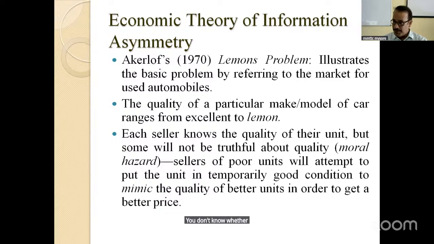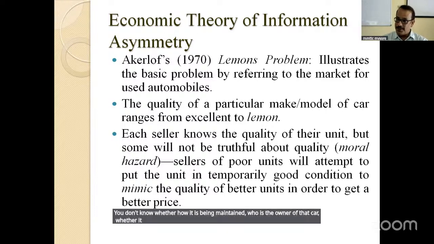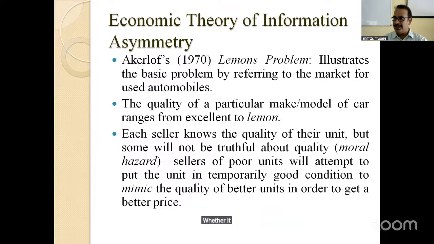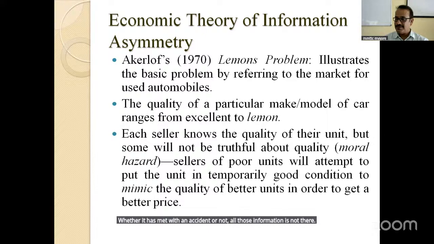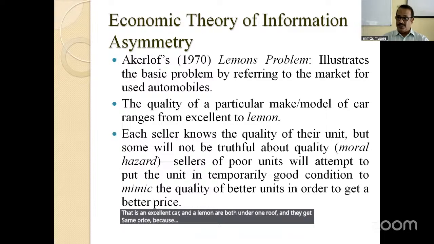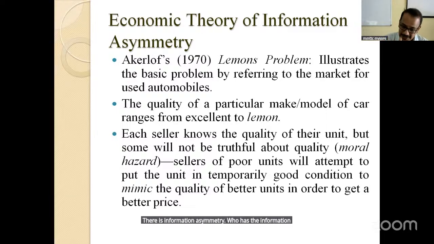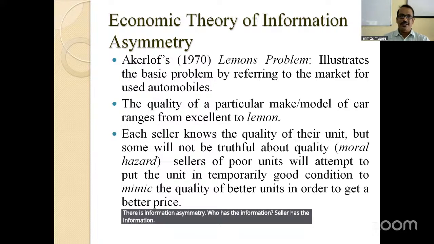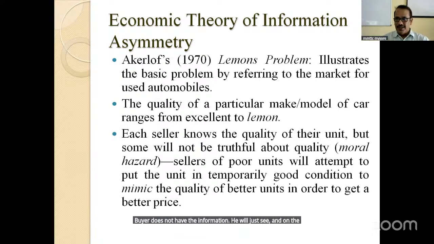You don't know how it is being maintained, who is the owner of that car, whether it is serviced properly, whether it has met with an accident or not. All that information is not there. Whereas an excellent car and a lemon are both under one roof and they get the same price because the sellers are not truthful. There is information asymmetry. Who has the information? The seller has the information. The buyer does not have the information. He will just see, and on the basis of that, the bad car is mimicking a good car. It means the bad car is temporarily put in such a good condition that it looks better, prima facie.